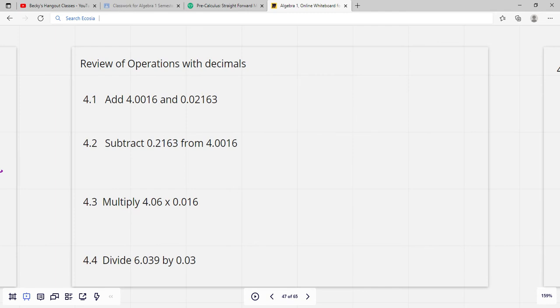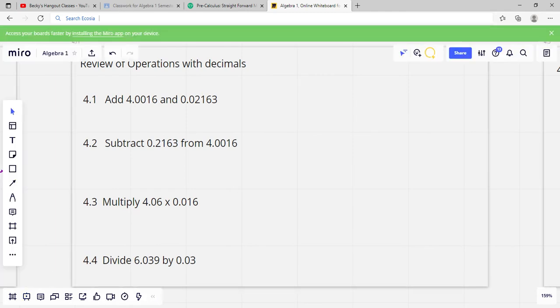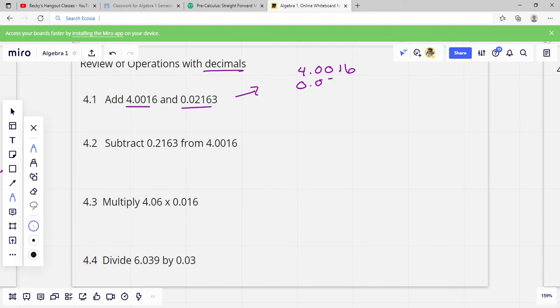All right, review of operations with decimals. Okay, so how do we do our addition, subtraction, multiplication, division when we have decimals? We already went over fractions, now we're working with decimals. Add this number and this number. So the main thing when we're adding is we got to make sure that we line up our decimals. So I've got 4.0016. I'm going to write that first one first. Then I've got 0.02163. Okay, I've got an empty spot up here. I'm just going to put a 0 in there.